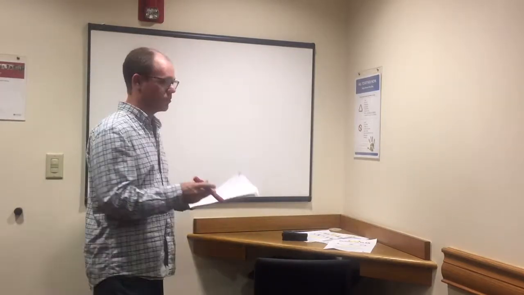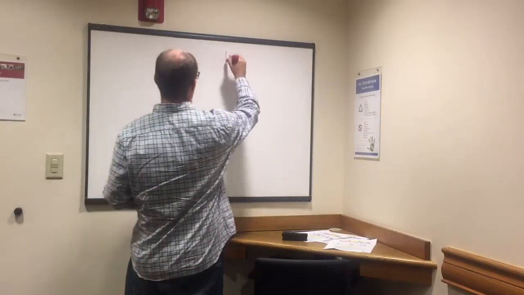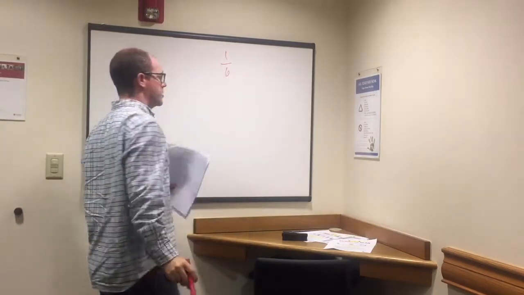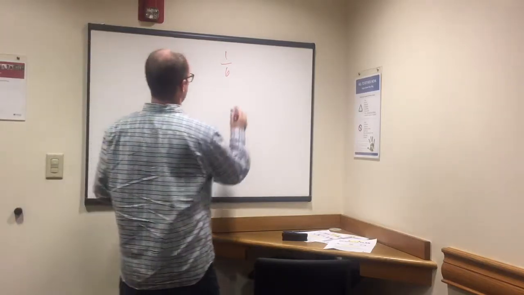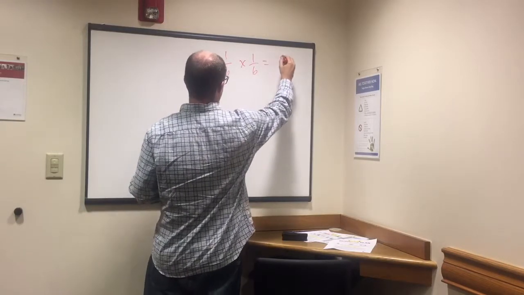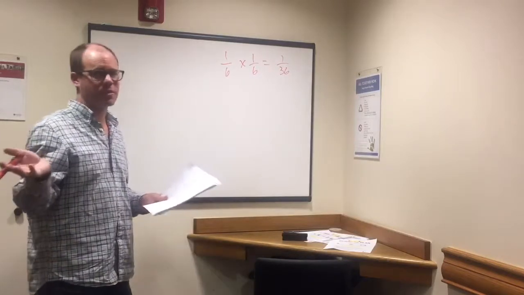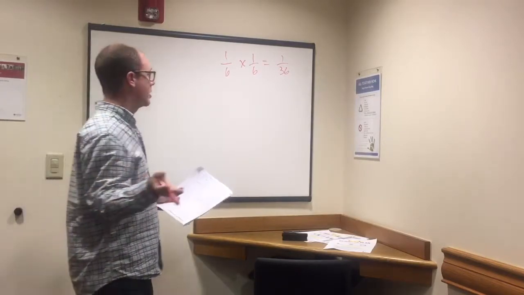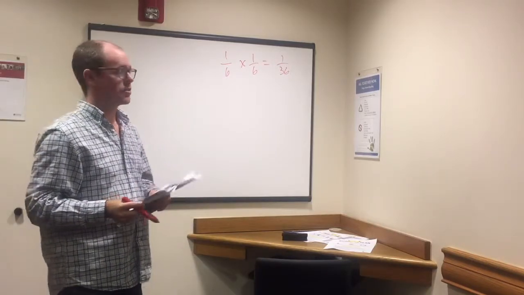So the first question is rolling the same number twice, right? Like, what are the odds of rolling two consecutive ones? So we start off, what's the odds of rolling a 1? 1 out of 6, there are 6 possibilities on a die, right? And what about 2 consecutive ones? Or it could be 2 consecutive 4s. It's the same probability for all the consecutive numbers on dice. You multiply 1/6 by 1/6, you get 1 out of 36.